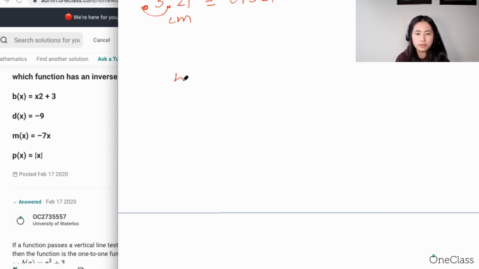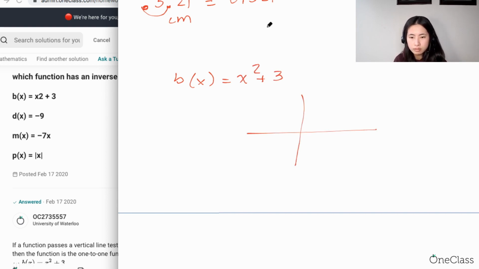So we know that for b of x, it's a parabola, because it's a quadratic function. So x squared plus 3. So in that case, you would have this over here. So this is 3. So you're translating 3 units up. That's what the plus 3 is for. And then you're opening upwards because you have a positive leading coefficient, because it's positive x squared.